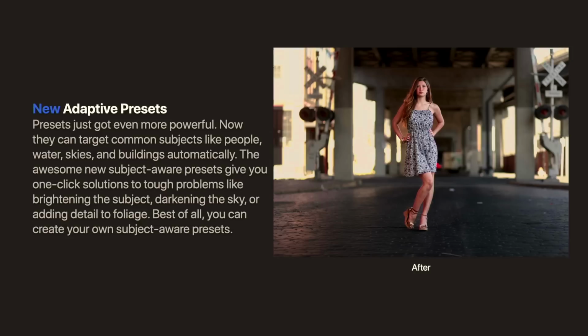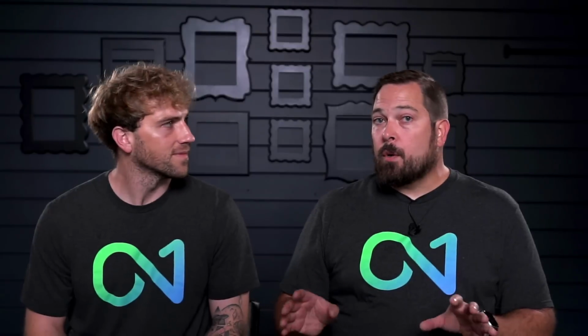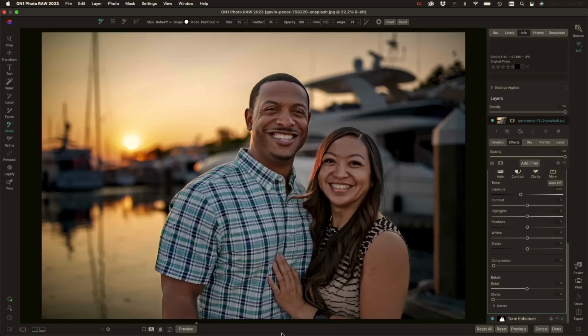So I can make a preset that targets people and makes people brighter and backgrounds darker, or takes mountains and makes mountains sharper, or takes a sky and replaces a sky. You name it, it's crazy what you can do. And we've built a whole raft of presets to get you started. And if you happen to have ordered during the pre-release time period, there's a bunch of bonus adaptive presets that you'll get as well today. And I'm going to show you those here.